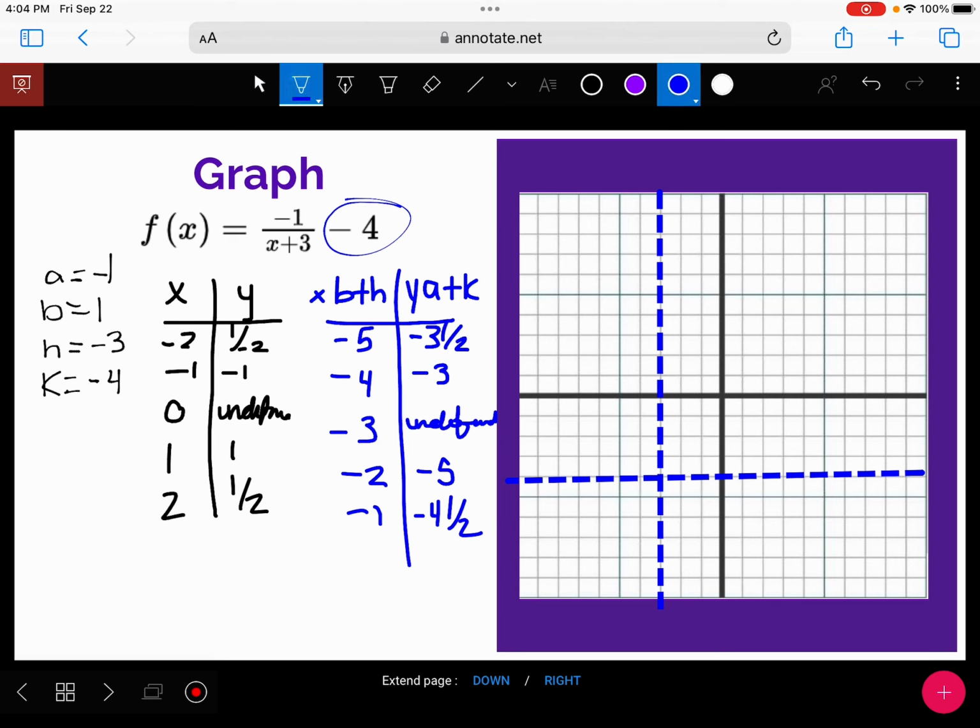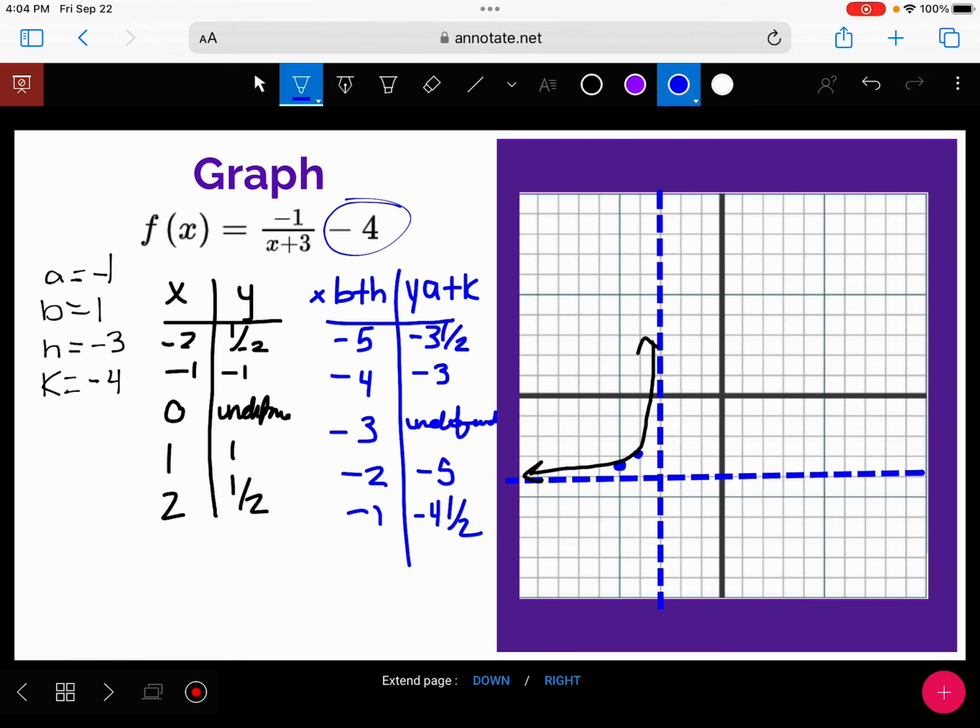Now I can plot my points. -5, -3.5. So right here, -4, -3. They're very close together. But these are asymptotes, which means we're trying to get real close to them without crossing. I'm using a different color so we can actually see it. So we're connecting them up, getting our little swoops like that.